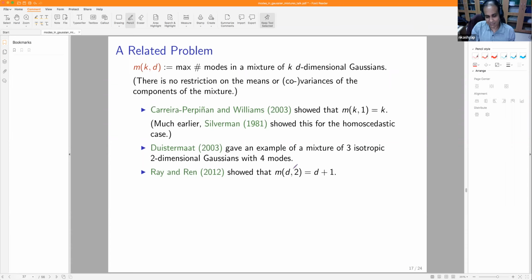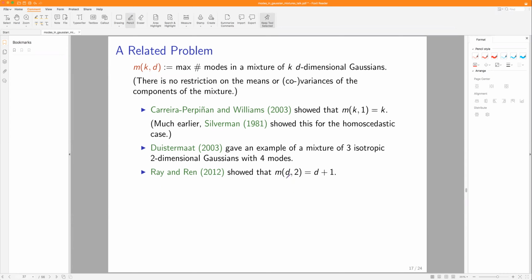I guess the same trick does work for 2-dimensional simplices, but this result is saying that a mixture of even 2 Gaussians in d dimensions can give rise to d plus 1 modes. These may not be isotropic Gaussians. You may have to skew them to face in different directions.